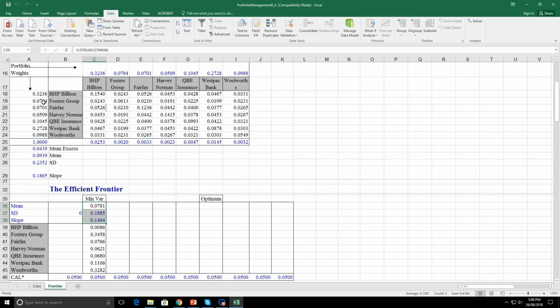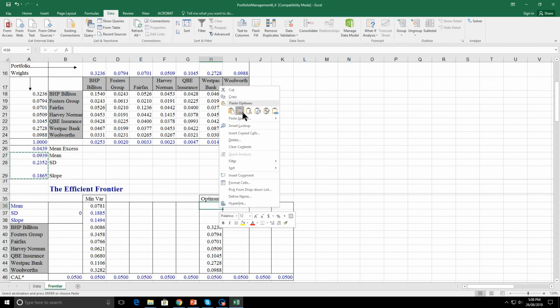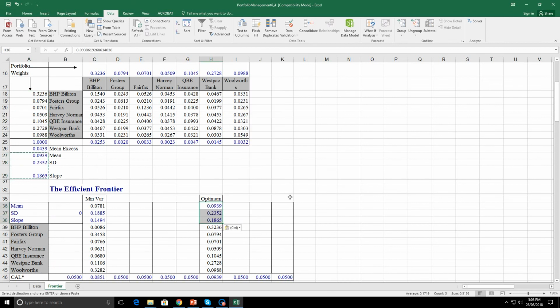And our weights have again been changed. So we copy these weights, paste them here. We also copy the mean, standard deviation, and slope in the same way, and we paste them here. So now we got the two most important points in our efficient frontier: the starting point, that means the minimum variance portfolio, and the optimum risky portfolio, that is supposed to be the tangency of the efficient frontier with the capital allocation line.